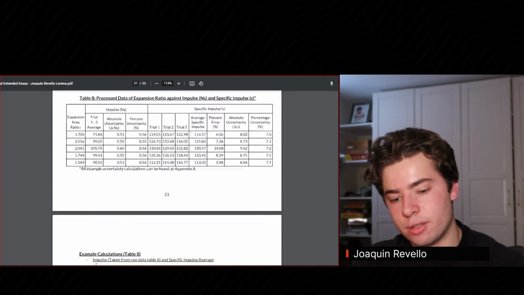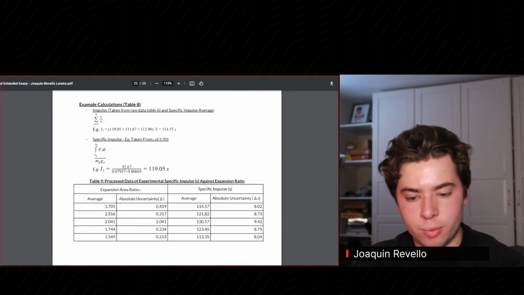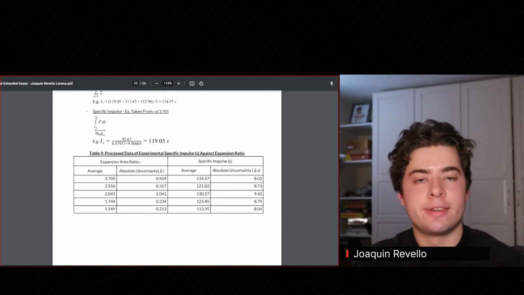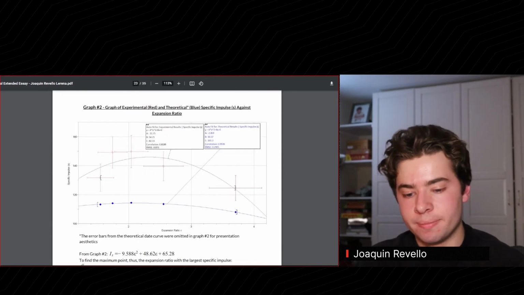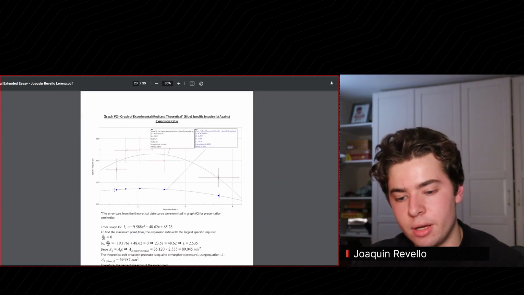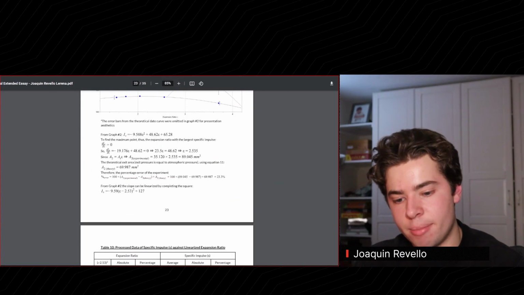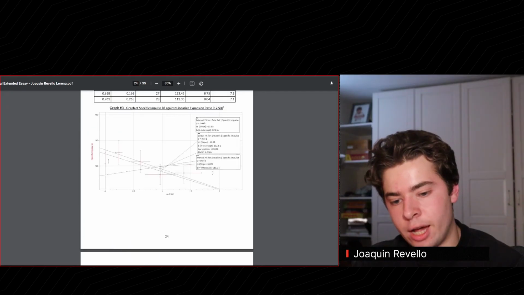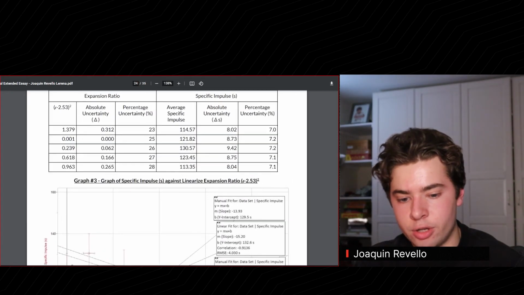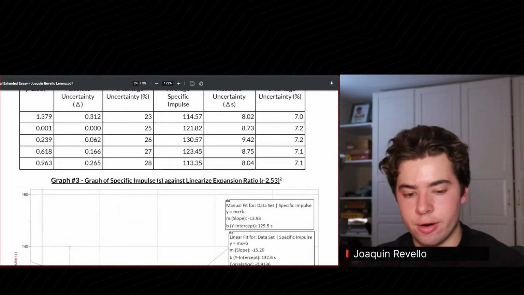And then here are some similar calculations. I'm not going to spend much more time on this part because this is exactly what you would find in your IA. And then here's the predicted versus what actually happened. And then I linearized it. And notice that I actually completed the square right here.